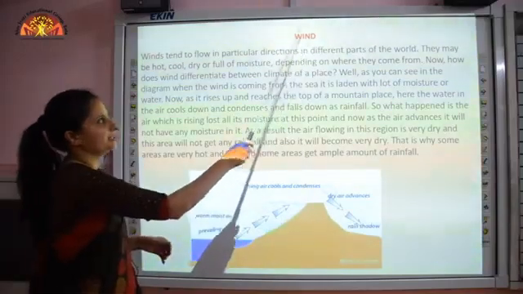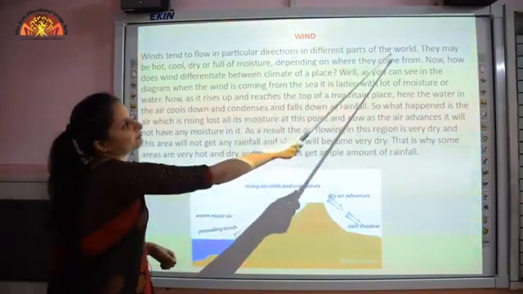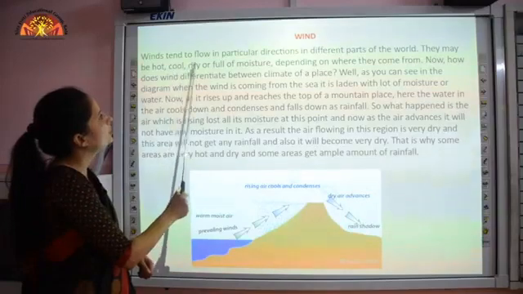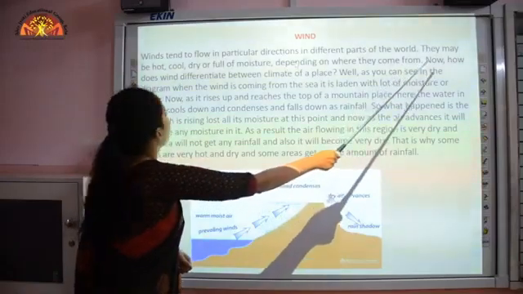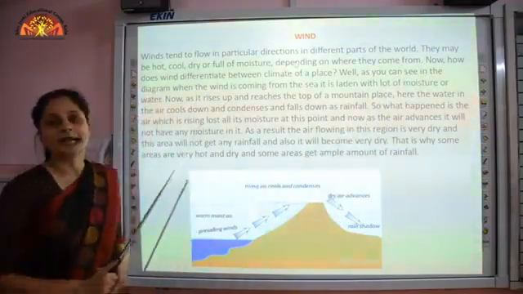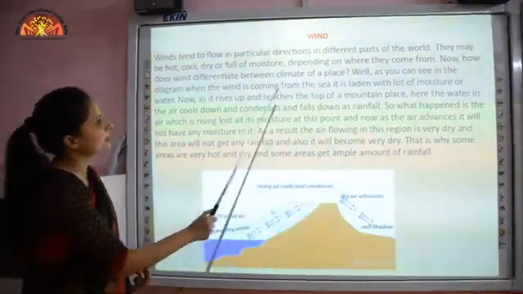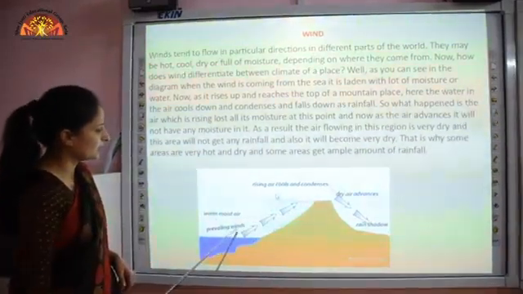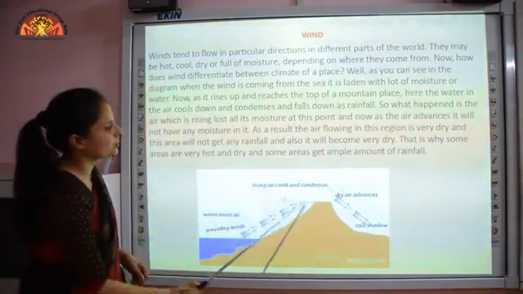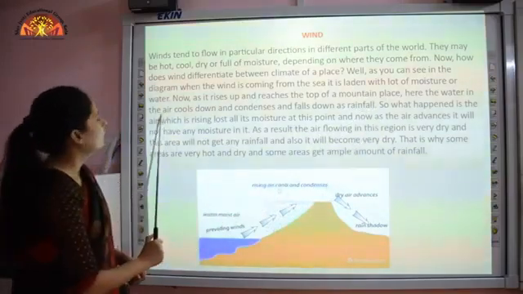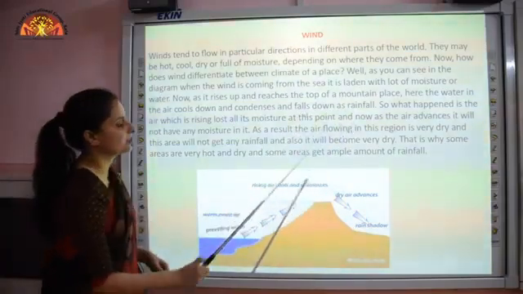Next factor is wind. Winds tend to flow in a particular direction in different parts of the world. They may be hot, cool, dry or full of moisture depending on where they come from. Now, how does wind differentiate between the climate of a place? Well, as you can see in the diagram, when the wind is coming from the sea, it is laden with moisture. And when it rises up and reaches the top of the mountain, the water in the air cools down and condenses and falls down as rainfall.